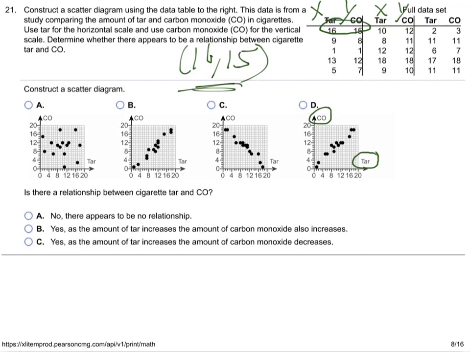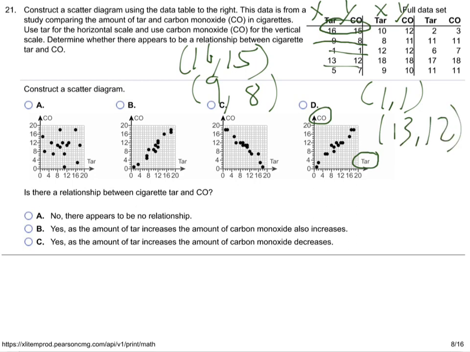There should be a dot over 16, up 15 on the correct graph. Each one of these pairs of numbers should make a dot on the graph. Is that making sense? So over 16, up 15 should be a dot on the graph. Over 9, up 8, the next pair, should be a dot on the graph. Over 1, up 1. Over 13, up 12. Over 5, up 7.